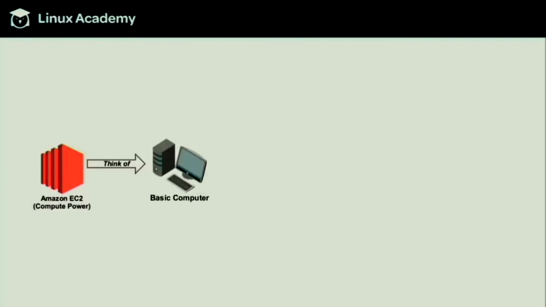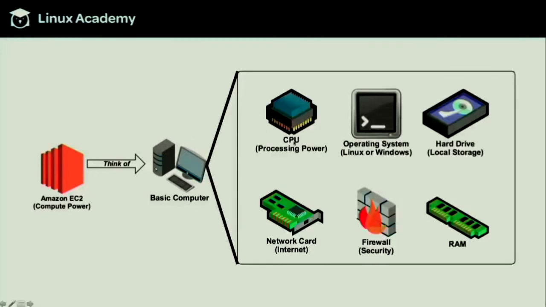So when you talk about EC2, what I want you to do is just think about a basic computer. That's basically what EC2 is. It's the virtual equivalent of the computer that is currently sitting in front of you. Again, that is a drastic oversimplification, but in terms of the concept, that's essentially what it is. So what does a basic computer have, right? It has a CPU for processing power, an operating system, in AWS's case, either Linux or Windows. It has a hard drive or local storage, a network card, how it can access the internet. It has a firewall for security, and RAM to access and run programs.